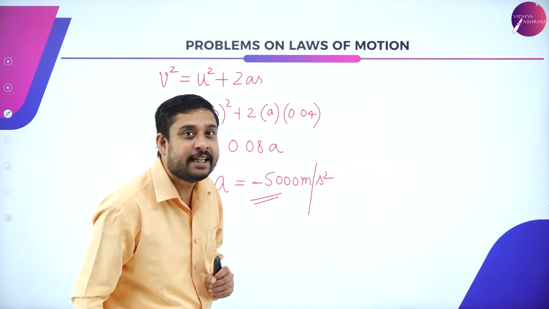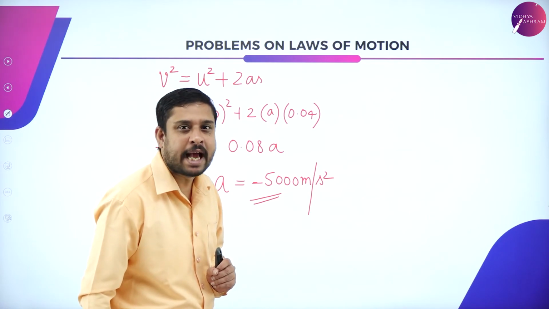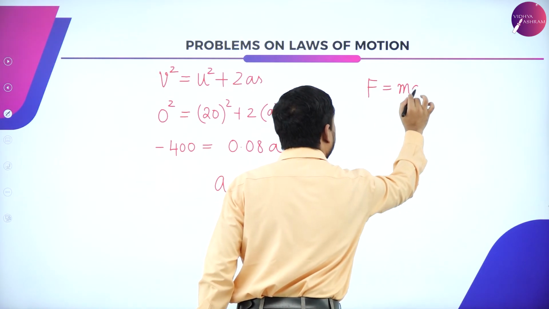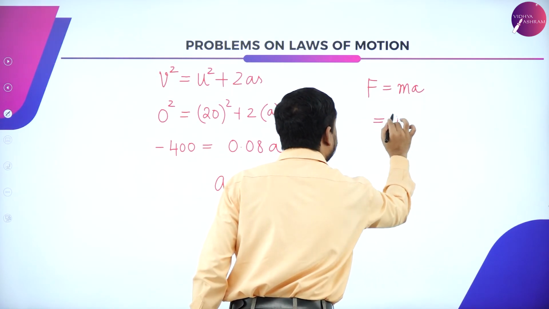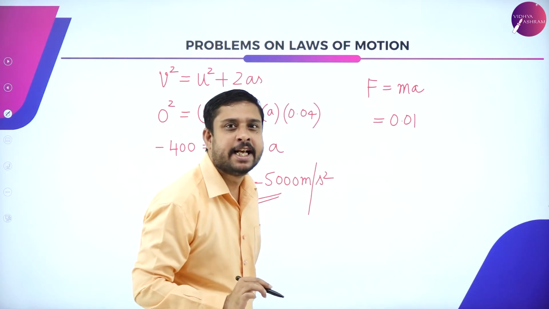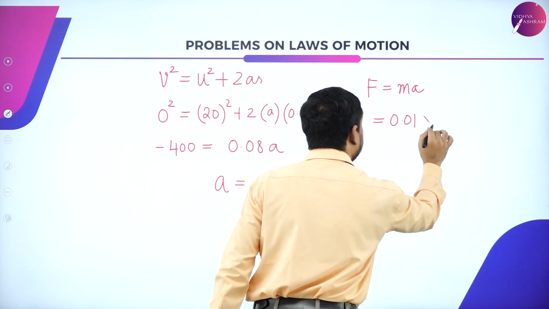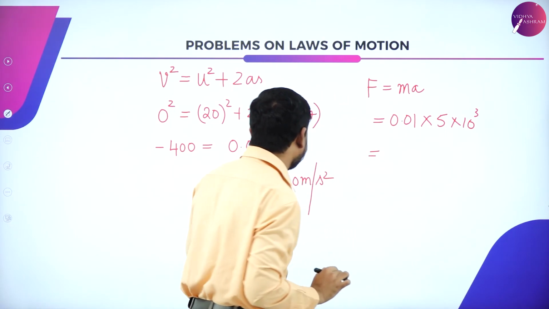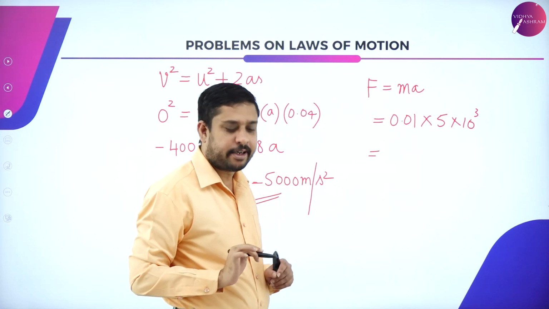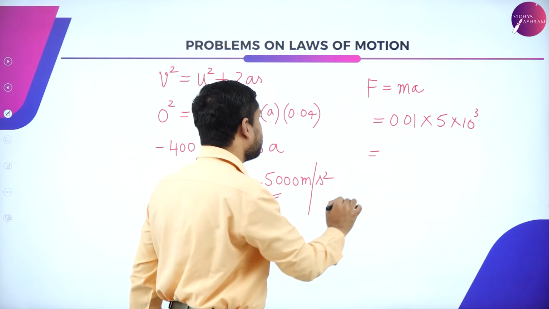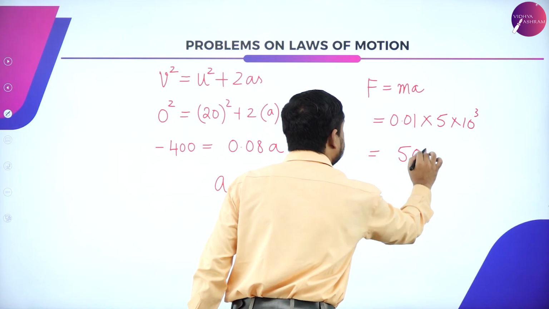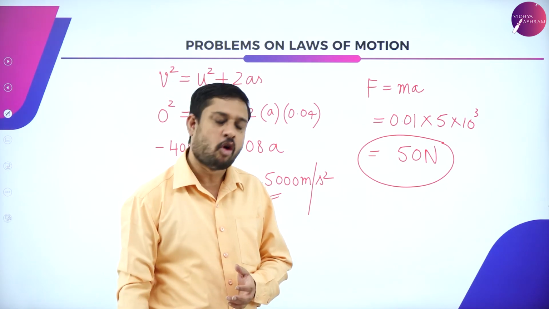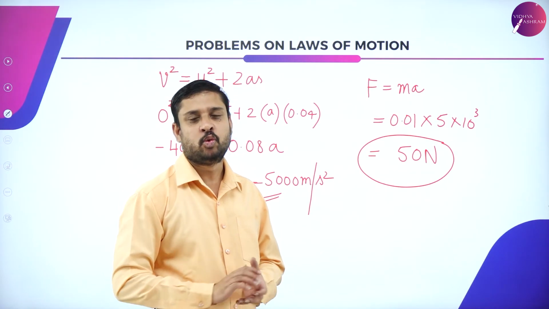Now I have calculated the retardation. I will have to calculate the force. So very easily now from Newton's second law, force is mass into acceleration. Mass of the bullet is 0.01 kg. Acceleration is 5 into 10 power 3. That negative sign simply shows it is retardation. So on substitution, we get the answer as 50 Newton. So the force acting on the bullet is 50 Newton.